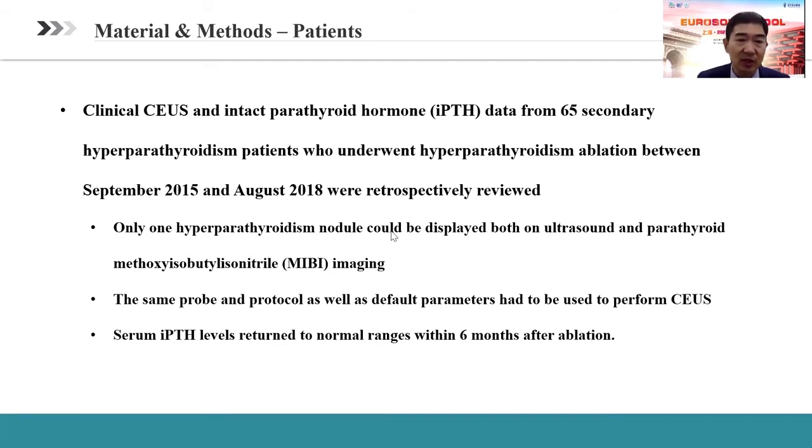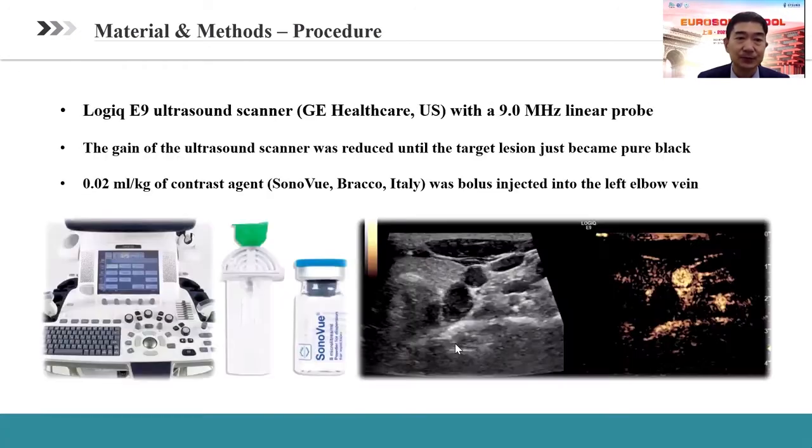The inclusion criteria include: only one SHPT nodule displayed on both ultrasound and MIBI scan; the same probe, protocol, and default parameters used to perform CEUS; and the value of iPTH returned to normal range within 6 months after ablation.